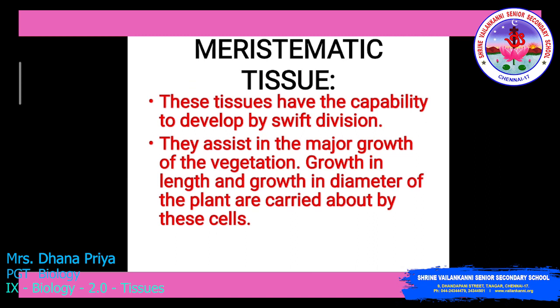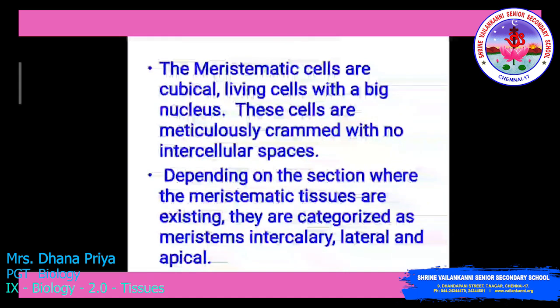First we continue with what is meristematic tissue. These tissues have the capability to develop by swift division, that is, meristematic cell division. They assist in the major growth of the vegetation. Growth in length and growth in diameter of the plant are carried out by these cells. The meristematic cells are cubical, living cells with a big nucleus. These cells are meticulously crammed with no intercellular spaces. But in permanent tissue, we will study about intercellular spaces.